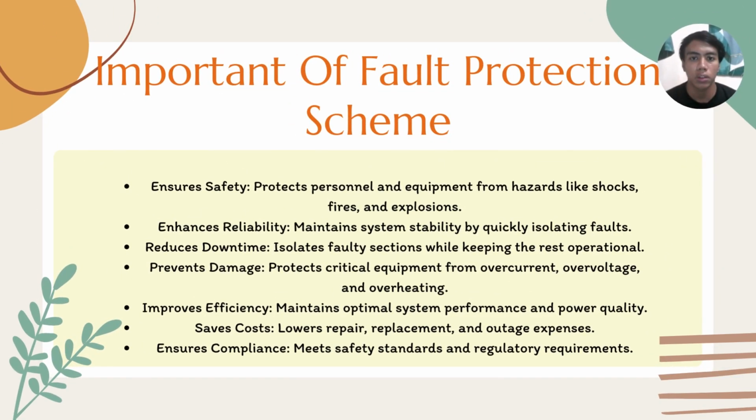For the importance of fault protection schemes, there are 7. Ensure safety: protect personnel and equipment from hazards like shock, fire, and explosion. Enhance reliability: maintain system stability by quickly isolating faults. Reduce downtime: isolate the faulty section while keeping the rest operational. Prevent damage: protect critical equipment from overcurrent, overvoltage, and overheating. Improve efficiency: maintain optimal system performance and power quality. Save costs, such as lower repair, replacement, and outage expenses. And the last one is ensure compliance with safety standards and regulatory requirements.